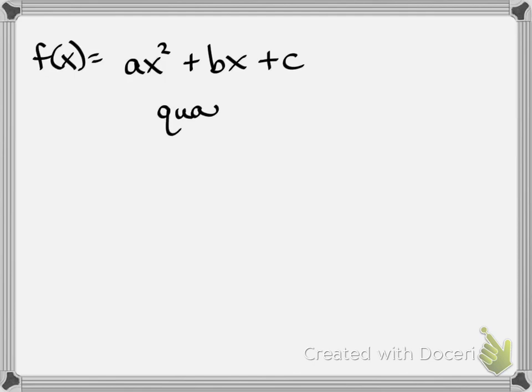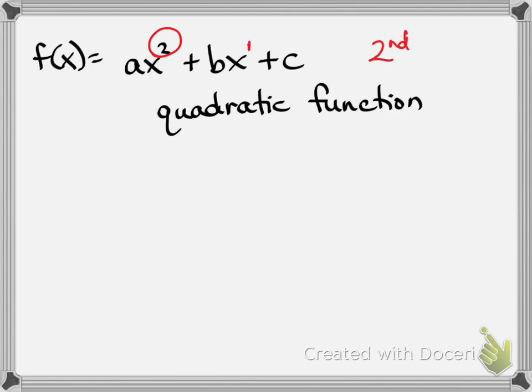If you have f of x equals ax squared plus bx plus c, this is a quadratic function. You're also very familiar with those. And our degree is 2 because 2 is the highest power of the x. All the x's in here, this has a 1, but 2 is the highest power. So this is a second degree.